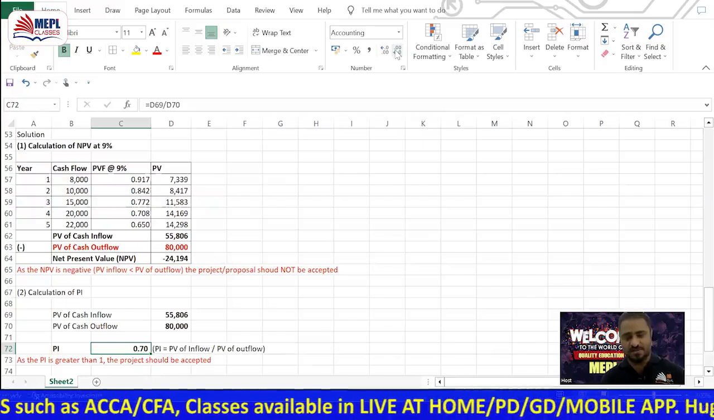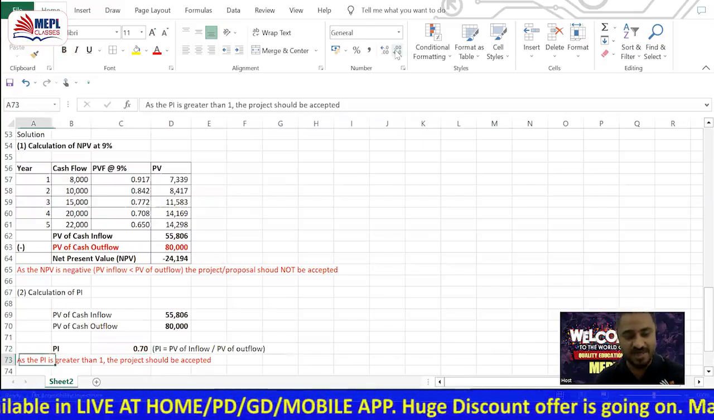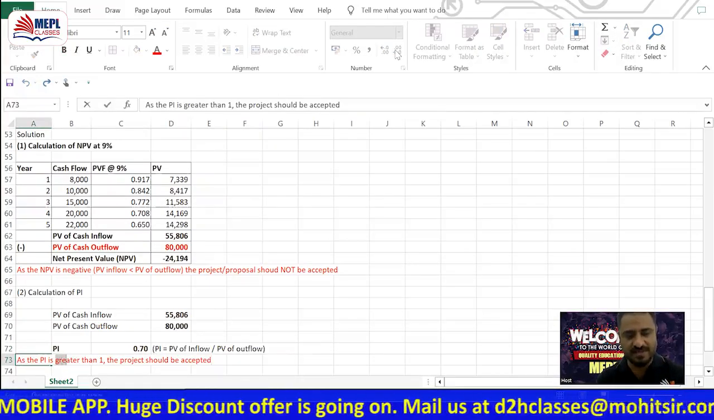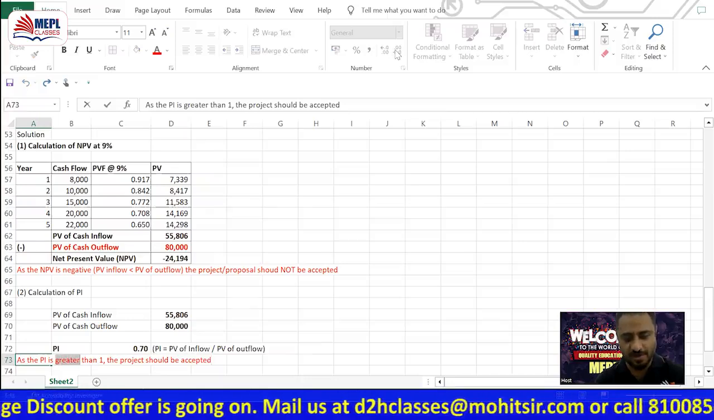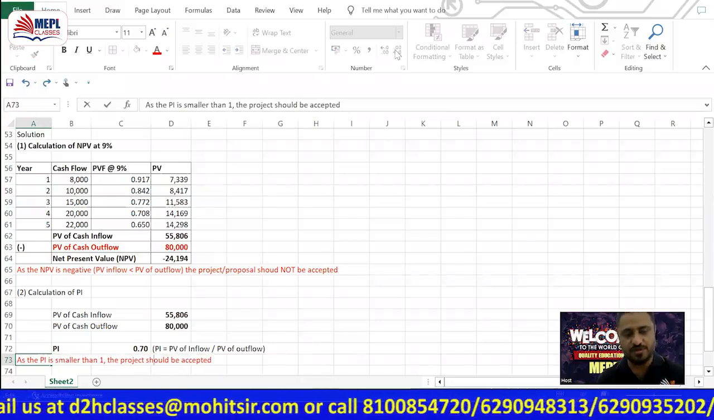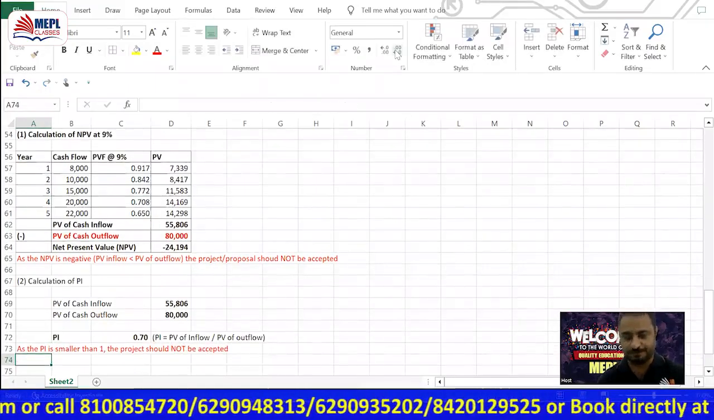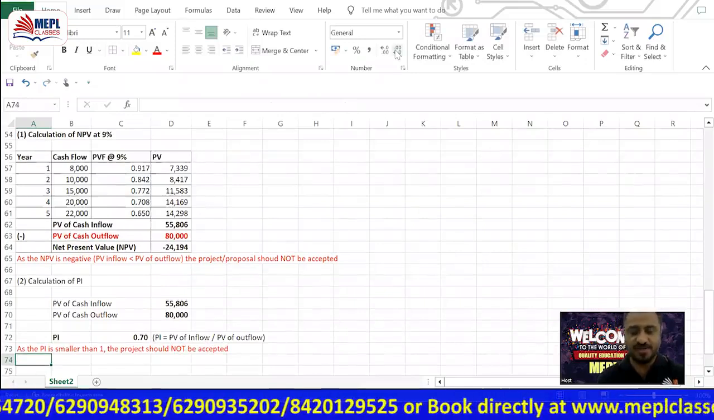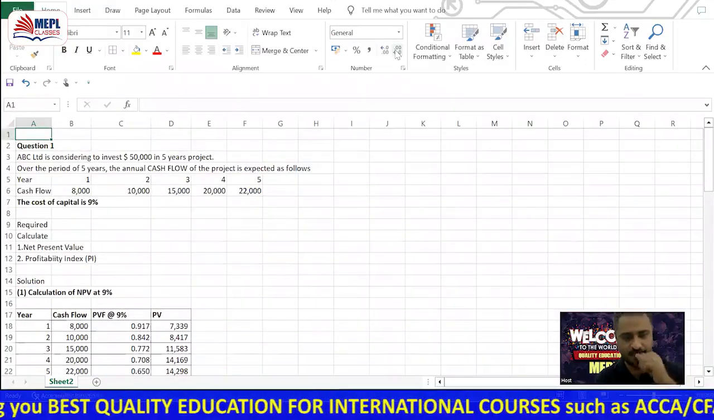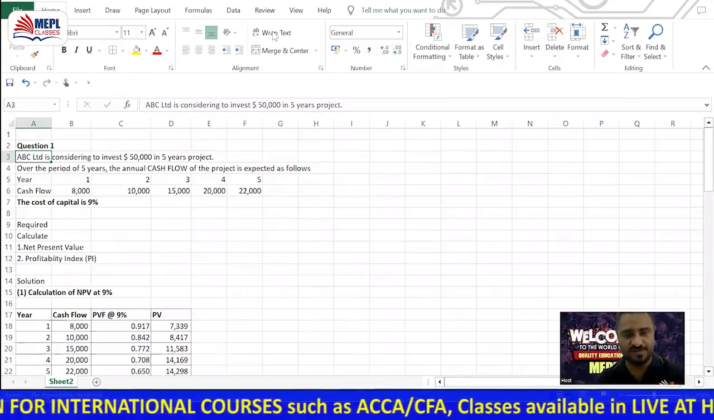So therefore PI will be less than 1 and our comment will slightly change now, as the PI is smaller than 1. The project should not be accepted, right? So this is what we used to do at our basics level, and we have learned how to solve these kinds of questions.